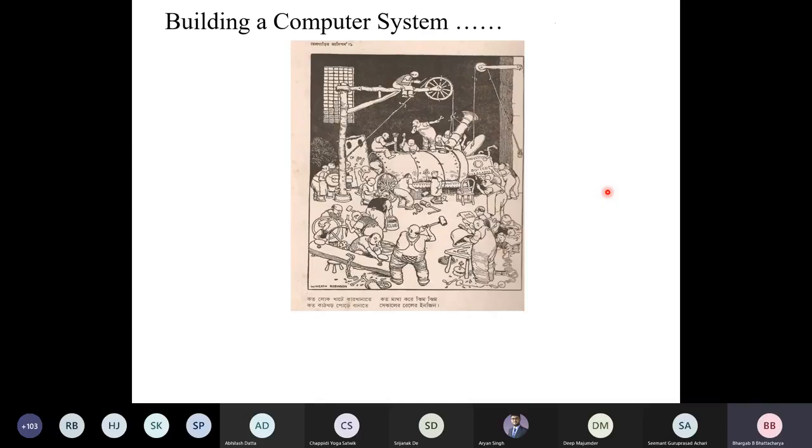So if you are interested in the task of building a computer system, sometimes it appears as a mystery. Just like in this cartoon, drawn by a famous cartoonist, Robinson, which shows how a railway locomotive engine can be built. So the basic question is, how to streamline a design process?